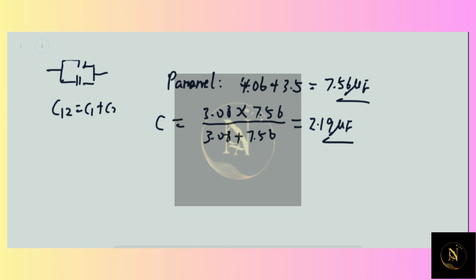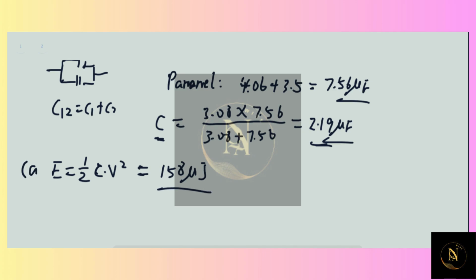And because we already know the total voltage across this C, which is 12 volts, we can determine the total energy, which equals half C times V squared. C is the one that we found here, and V is 12. So the energy is 158 microjoules. So this is part A.